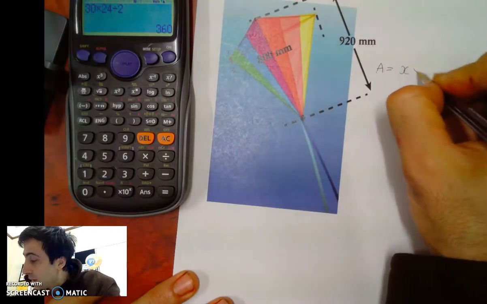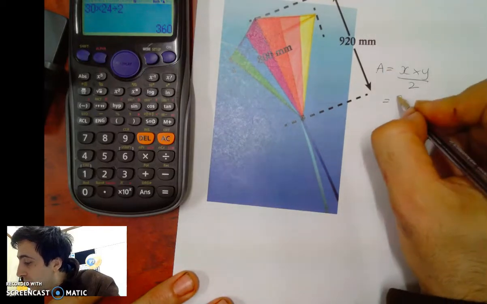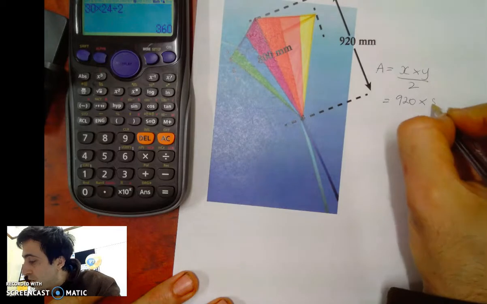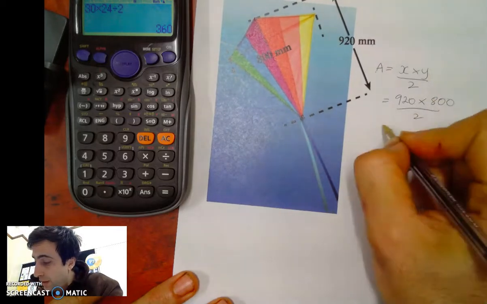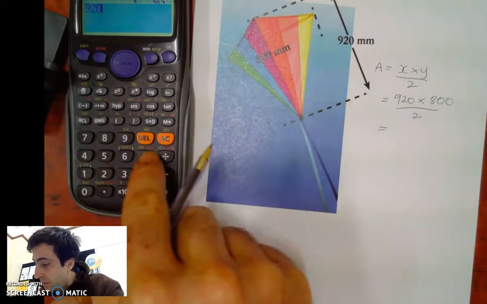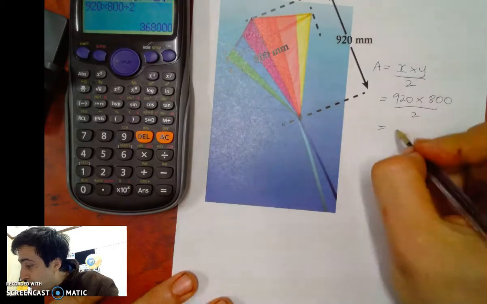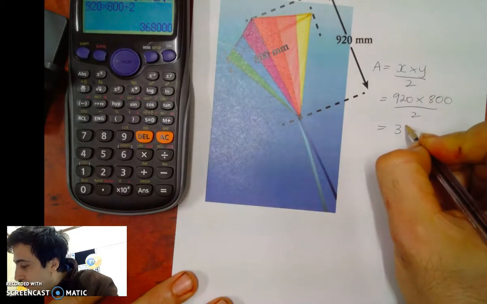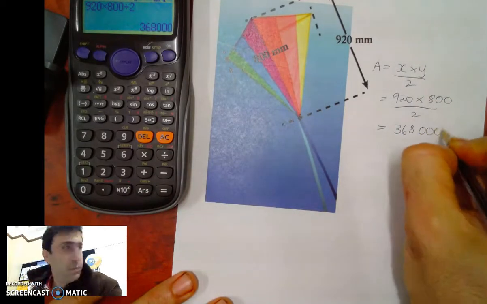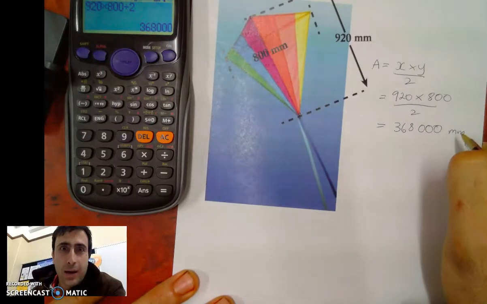is 920 times 800 divided by 2, which is, let's write it in our calculator, 920 times 800 divided by 2, 368,000 millimeters squared. I hope this helps.